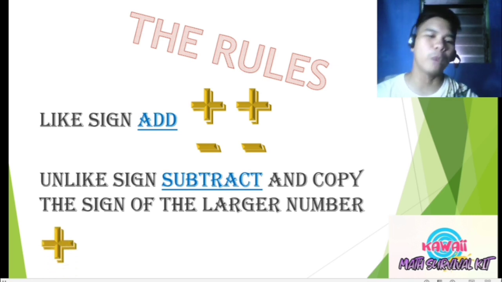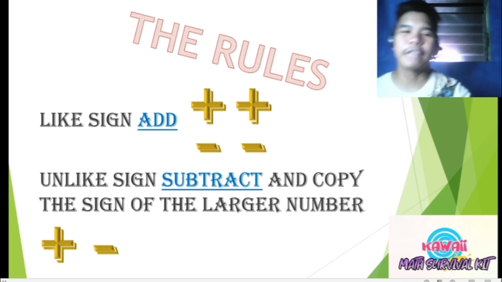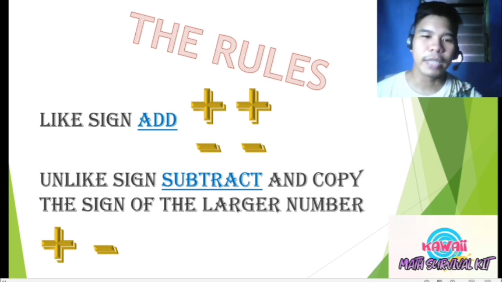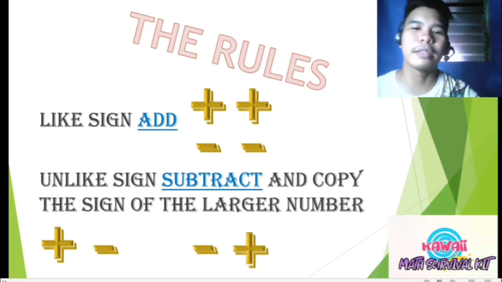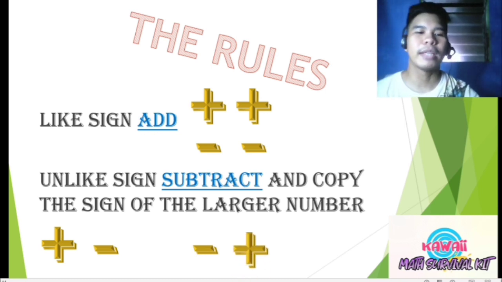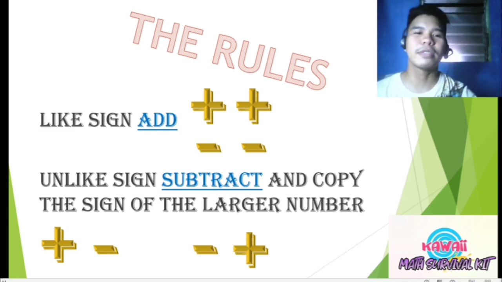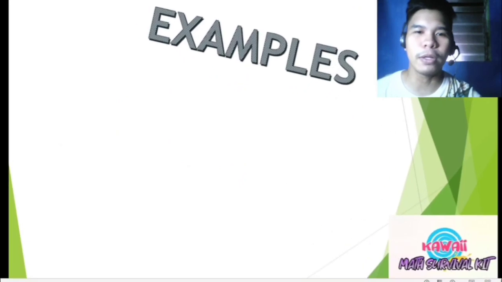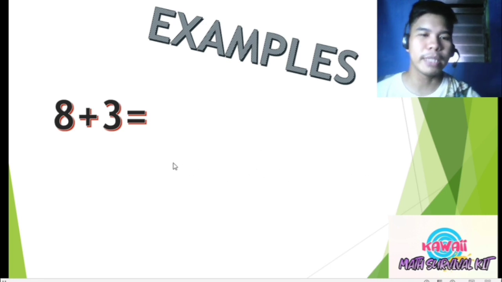That is, if one is positive and the other one is negative, we subtract and then we copy the sign of the larger number. And then if one number is negative and the other one is positive, still we subtract and then we copy the sign of the larger number. So let us now proceed with the examples. Okay, let's say for example, let's have the very basic example.